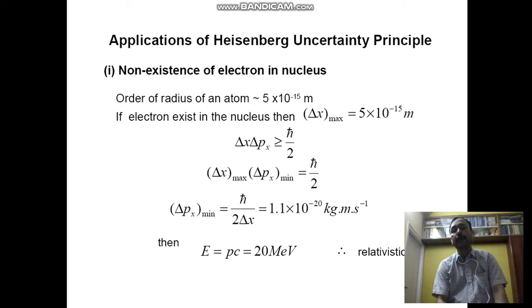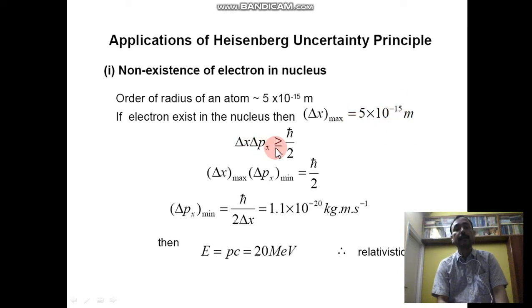The order of radius of an atom is almost equal to 5 × 10^-15 meter. If the electron exists in the nucleus, then Δx max is equal to 5 × 10^-15 meter. That means the uncertainty is in between the radius of the atom.